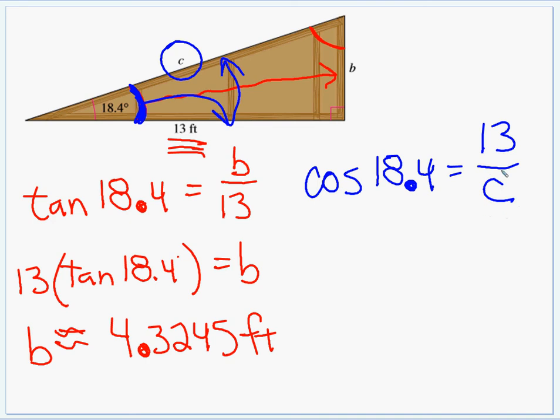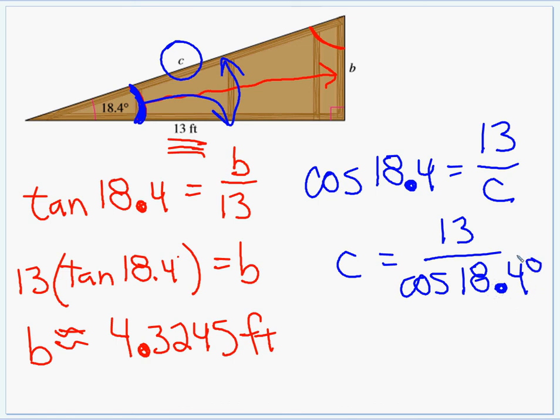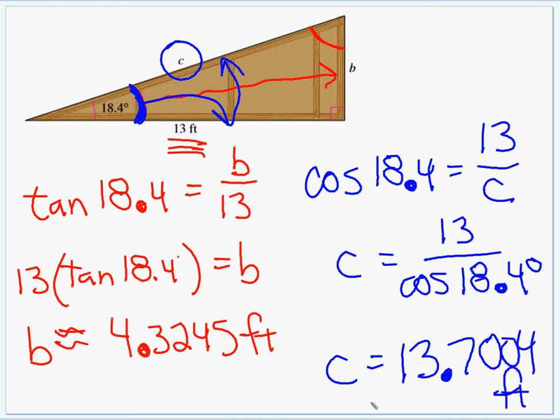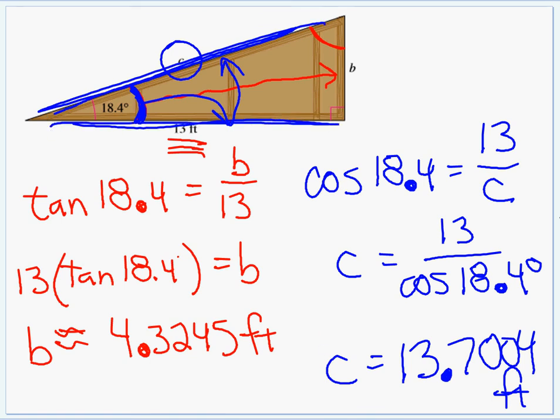Now, since the C is in the denominator, we're going to multiply both sides by C and then divide by the cos. So over here is going to be 13 over the cos of 18.4 degrees. And we type that in our calculator, 13 divided by cos 18.4, and hit equals. We get C is about 13.7004 feet. And that makes sense. The hypotenuse should be a little longer than the longest side.